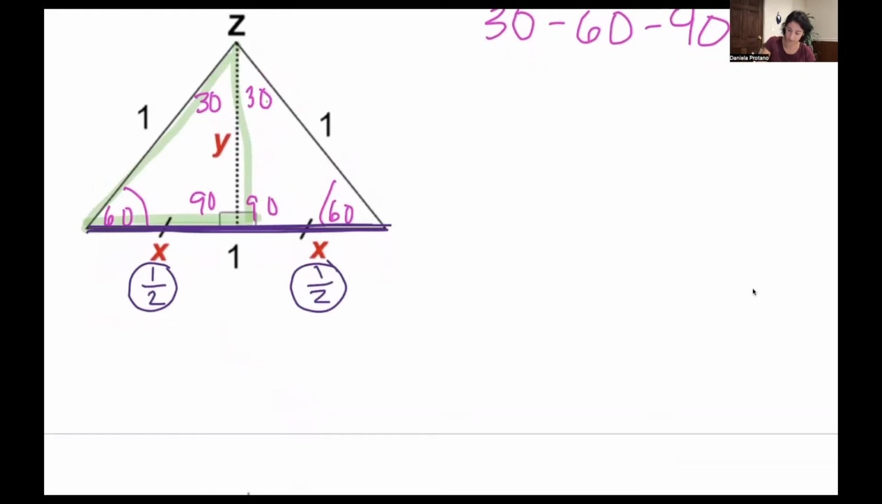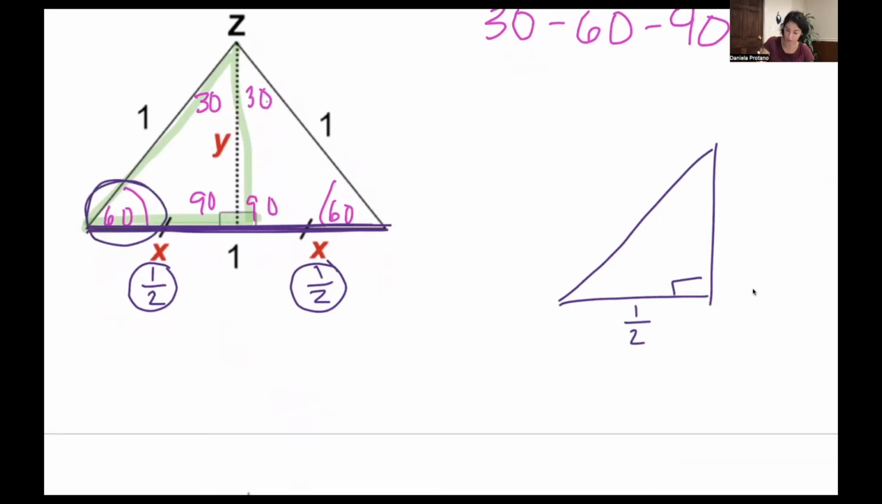But let's see, I'll draw that over here. Right, so this side is X, but we just figured out that's 1/2, right? So I'm going to label this 60 degrees. And that means this guy up here is going to be 30 degrees. So we have a 30, 60, 90 triangle. We know that the hypotenuse is 1.